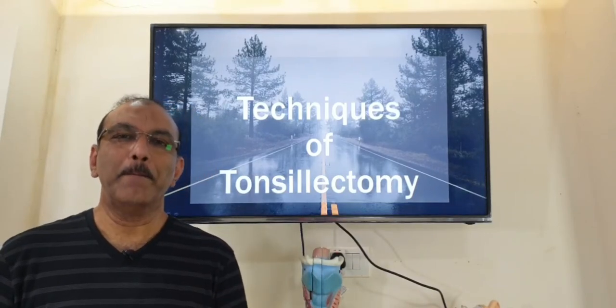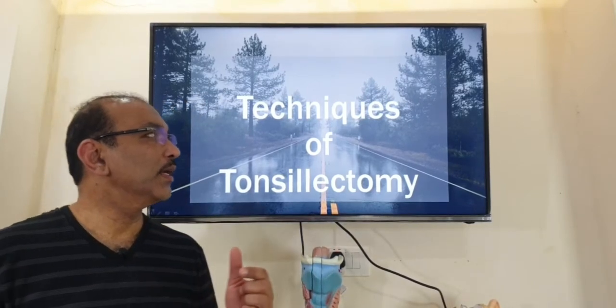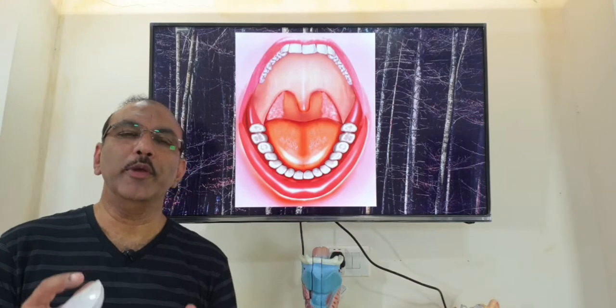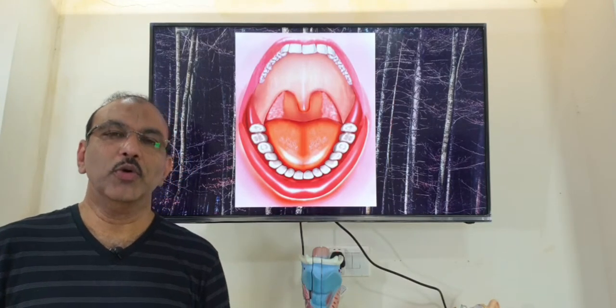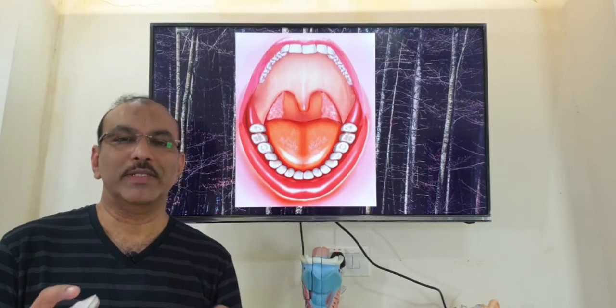Tonsils are paired almond-shaped structures in the oropharynx. These are the tonsils. They form part of the immune system of the body. So, in this video, I will be talking only about the different techniques of tonsillectomy.